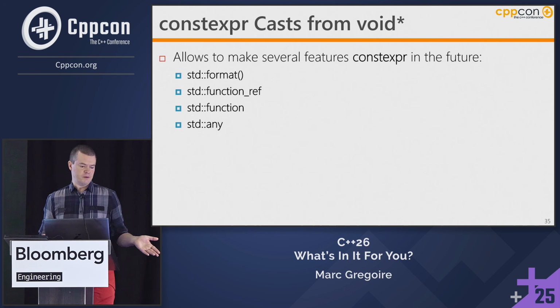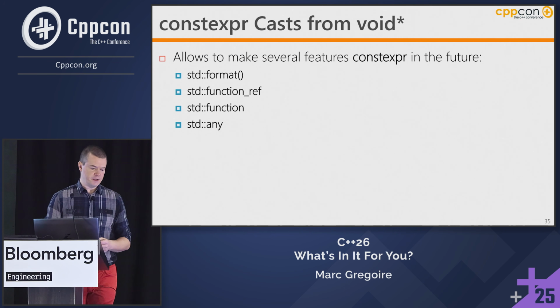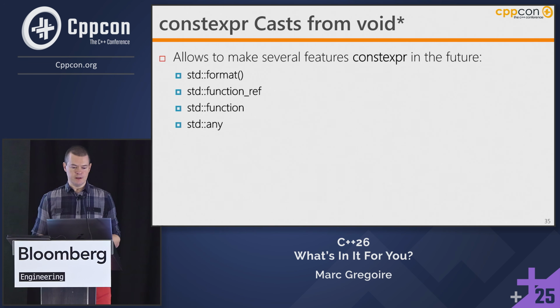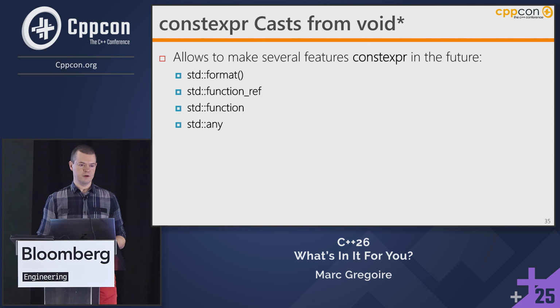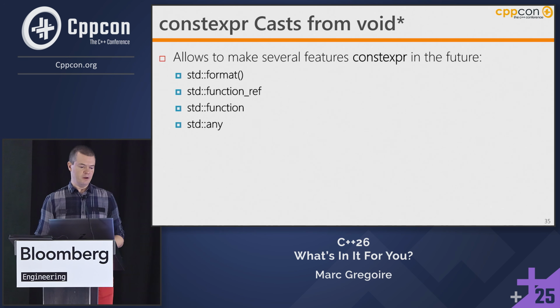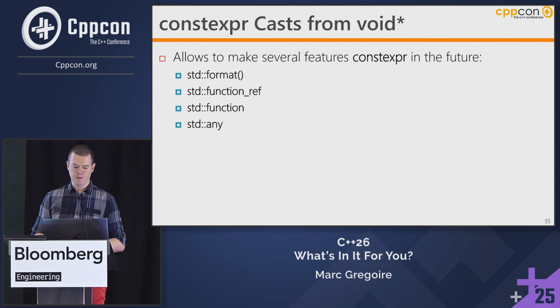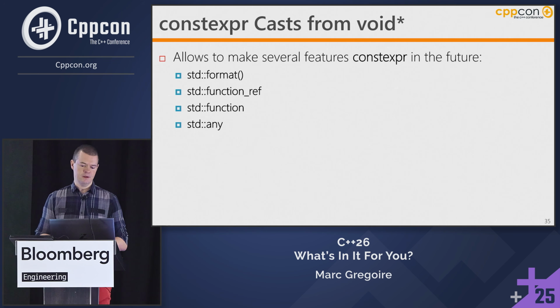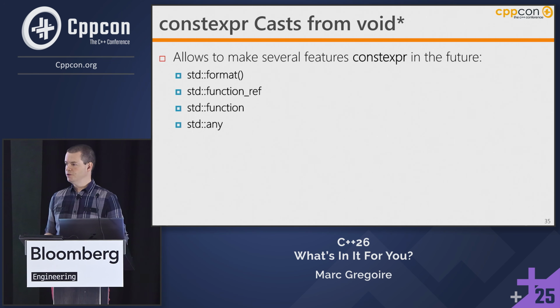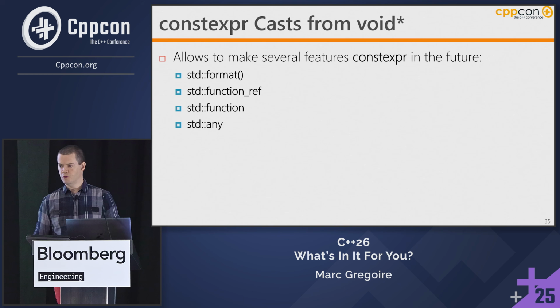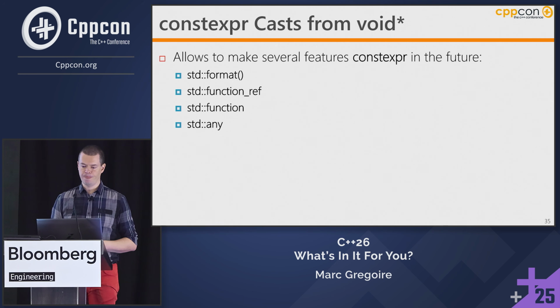And what this will allow in future standards is to make things like std::format, function_ref, move_only_function, and probably many more, constexpr in the future. And so once format is constexpr, then we can use the static_assert with computed strings that I mentioned before.